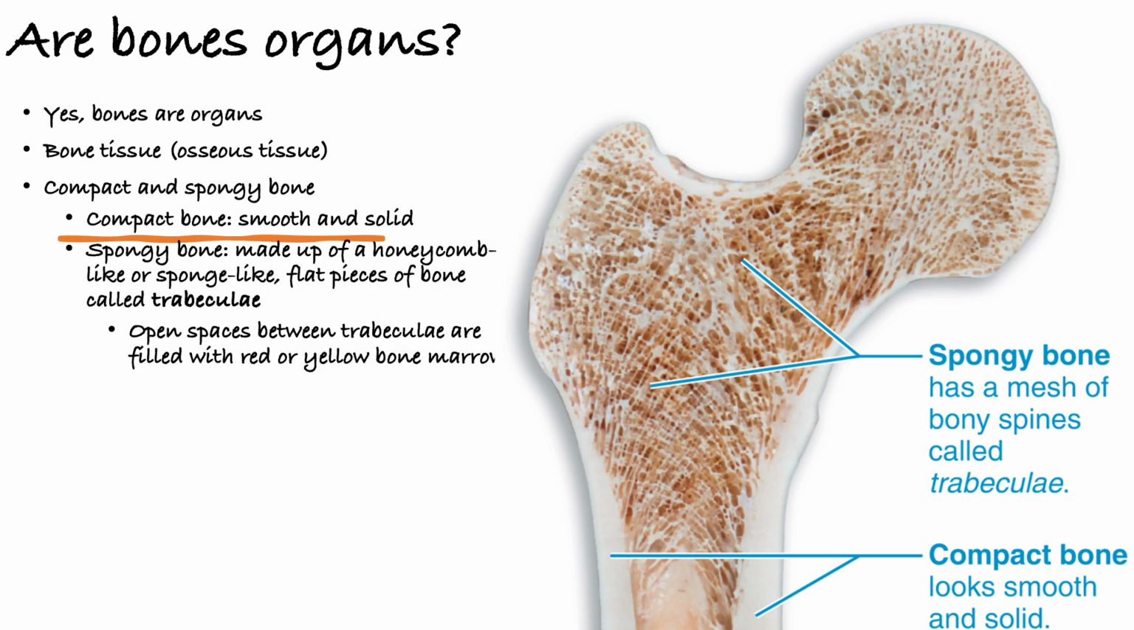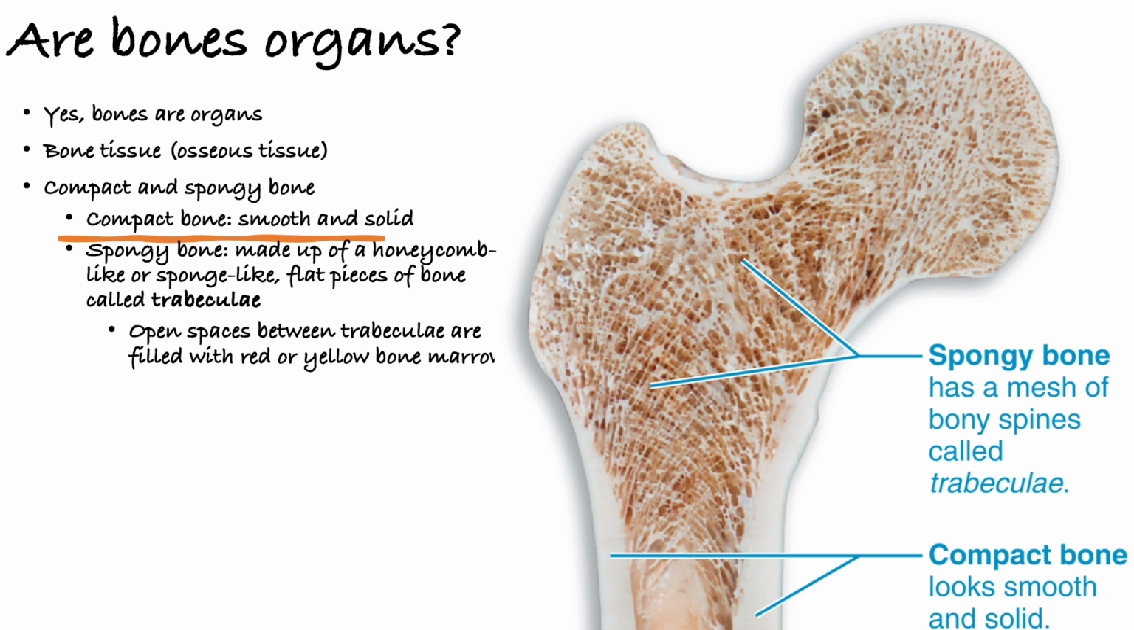So the main question is, are bones organs? Are they? Really? If you go back to the introduction to A&P, you will remember we talked about the organizational structure of the human body, where we talked about a bunch of cells will make up tissues and a bunch of tissues will make up an organ. So yeah, that will fall into that category. A bunch of bone tissue will make an organ.